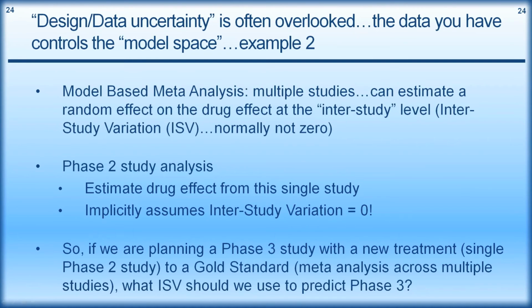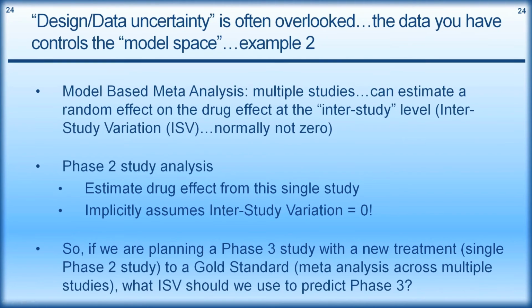Another example is how the data that you have controls the model space. If we think about model-based meta-analysis, the idea here is that we're bringing together lots of different studies and combining them to try to get an overall estimate of the drug effect, from smaller studies through to larger studies. And in that type of meta-analysis, you can estimate the inter-study variability in the drug effect. And this will typically not be zero. So the variation we see between studies is bigger than we would expect just by chance.